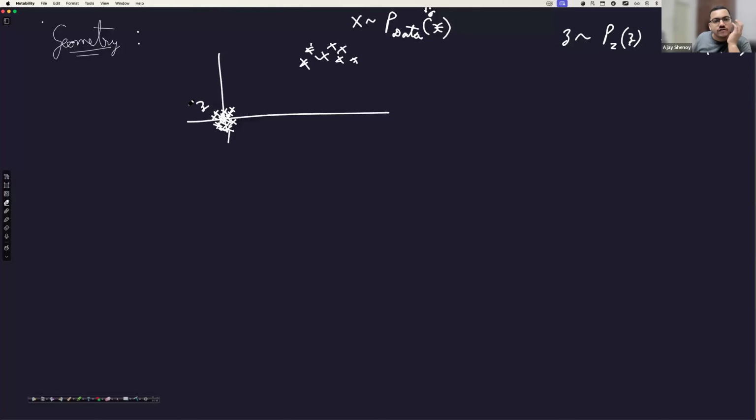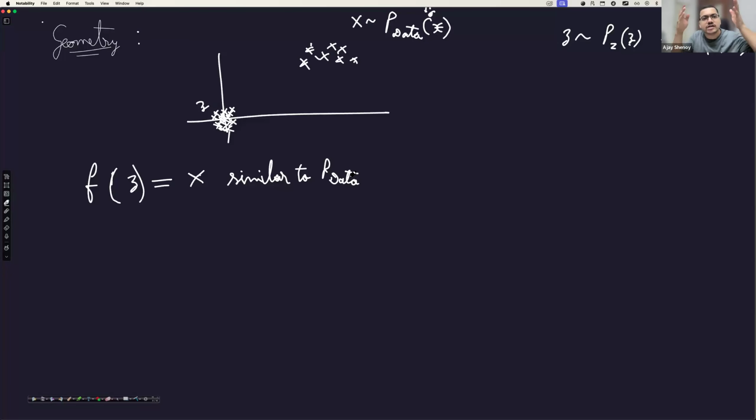Now the goal of this lecture is to come up with some sort of a function that maps these z to our x points. Okay, very crudely I'm writing here. The idea is this: the function f of z should take this z and map it to some x. Okay, and this x should be similar to our p data. Okay, that's the goal.